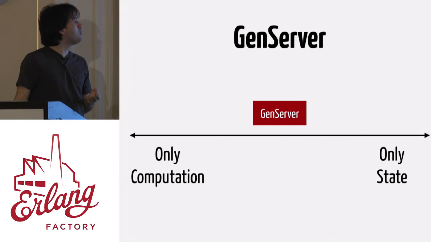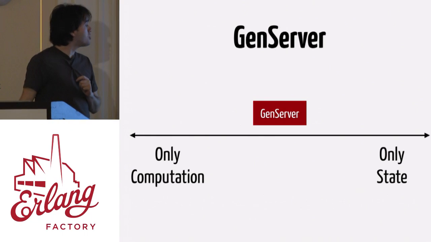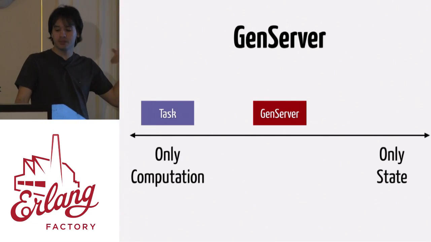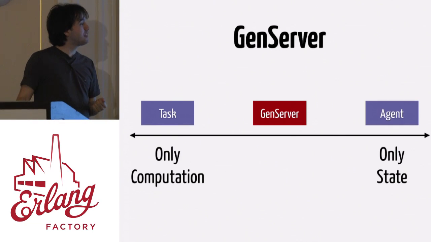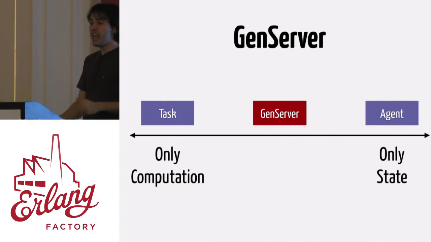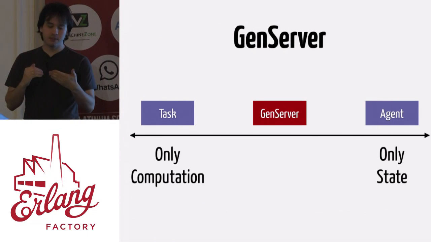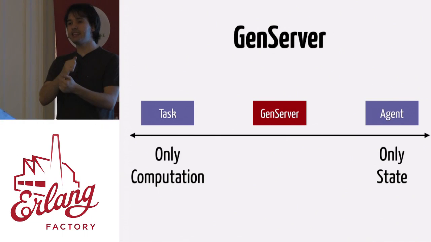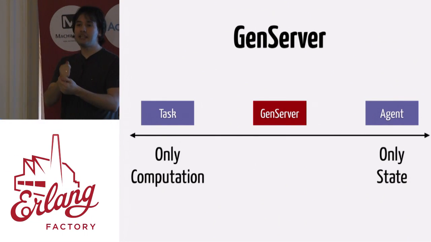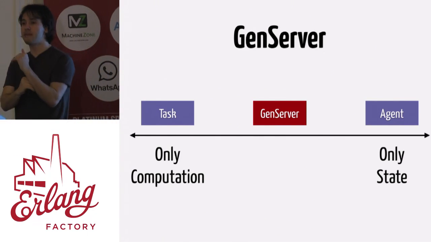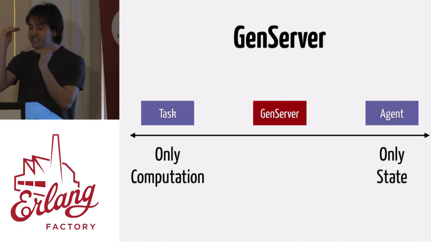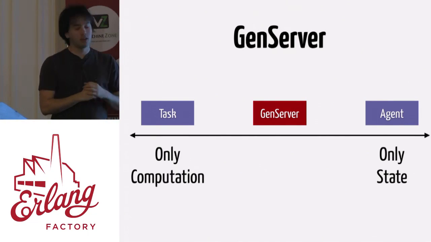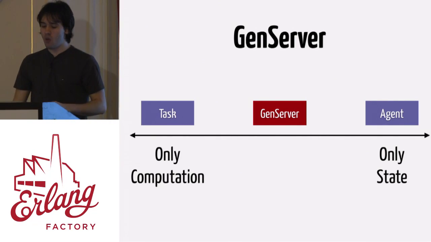So what we did is that we introduced two new abstractions, which are tasks, which is exactly this extreme, where you want to do something that's only computation, and agents, which is only about the state. And the benefit of this is that if I'm reading some application code and I see they're using an agent, I know it's about the state. It cannot be anything else. And that makes the code much easier to understand the first time you look at it, because this is only about the state. It cannot be about anything else. And the same thing for tasks.